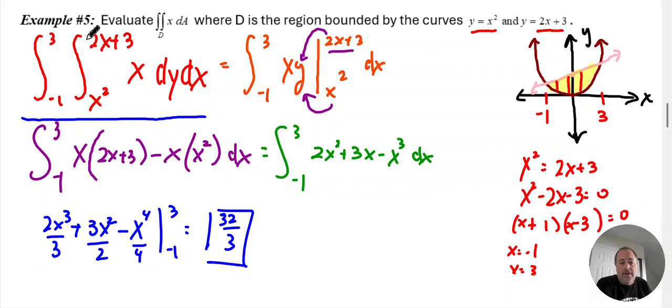So again, I will say that whenever you're setting up your integrals, you always want to make the first integral, the outer bound integral, constants, and then your inner integral are going to have functions to it.